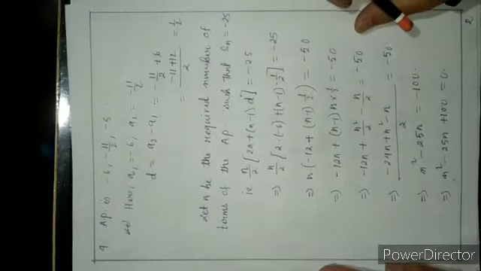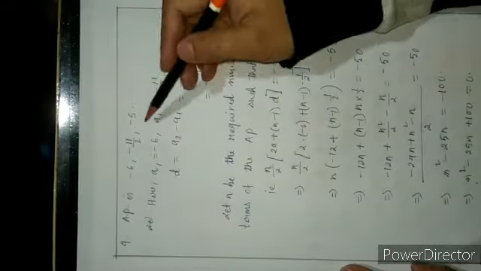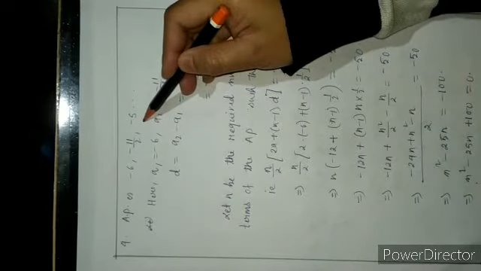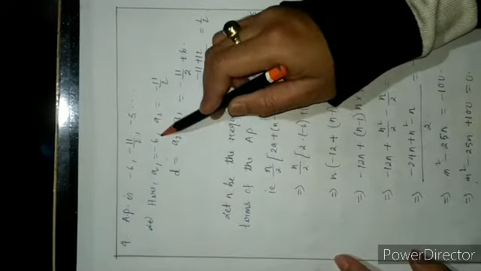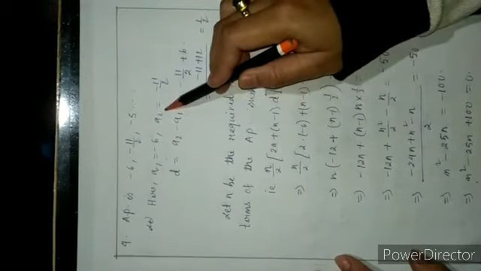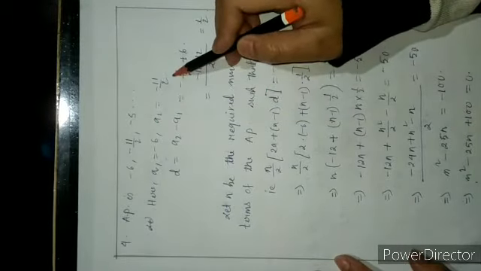First write the given AP. AP is equal to -6, -11 by 2, -5. Here first term of the sequence is -6. Second term is -11 by 2.